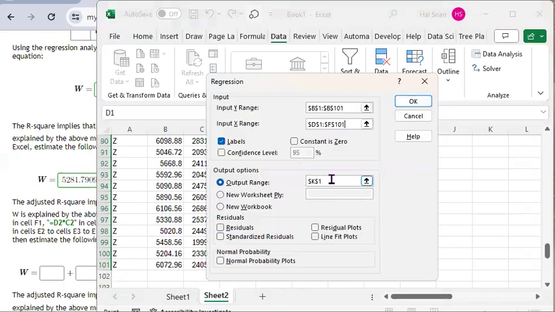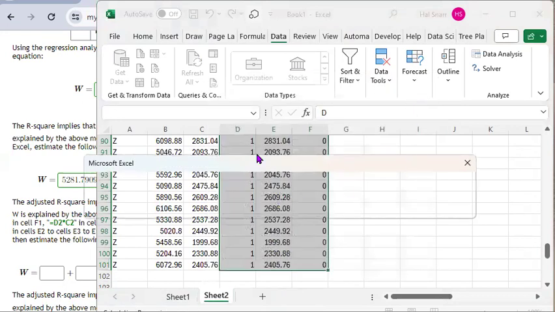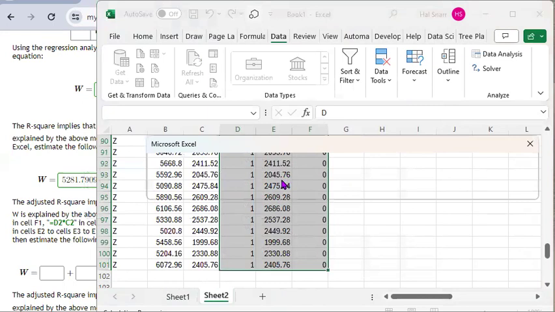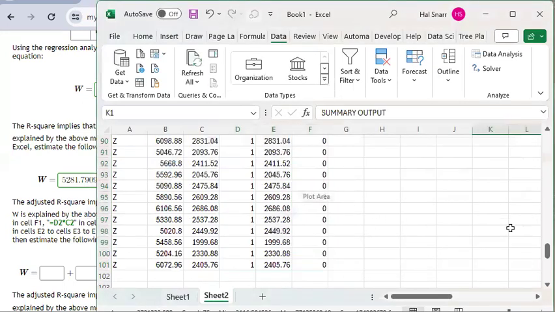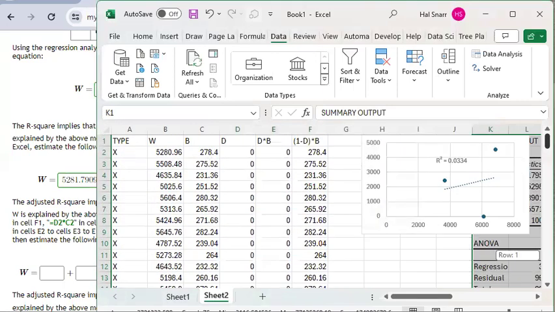And then I'm going to put that in K1. I got my labels chosen, so I can hit OK.